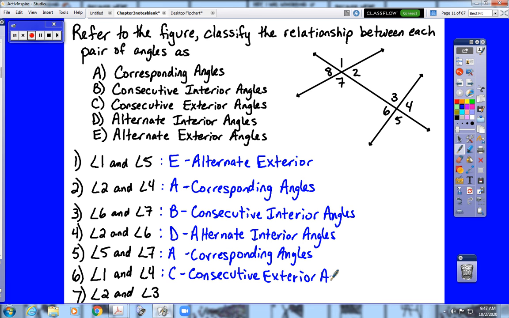And finally, angles 2 and 3 are on the same side of the transversal between the lines being transversed. That makes them consecutive interior angles, or B.